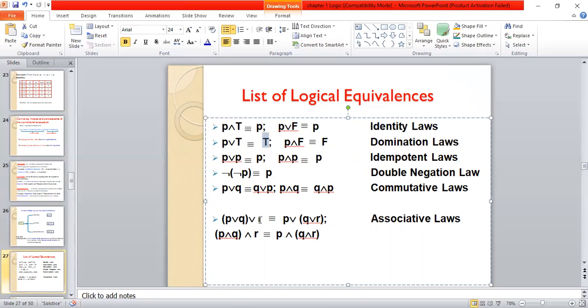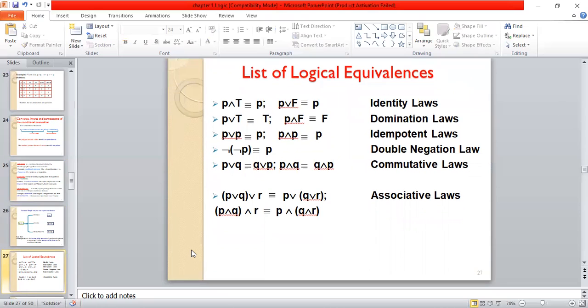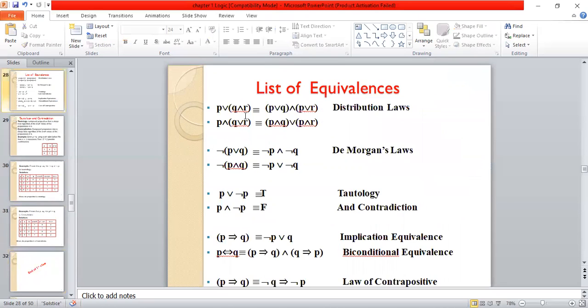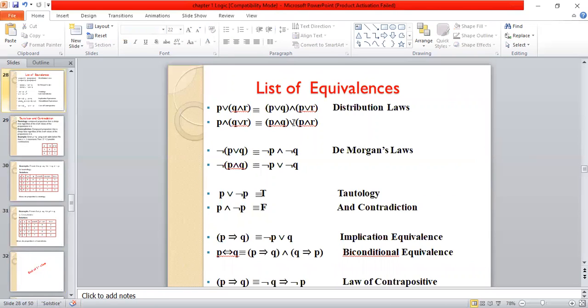And P or Q or R is equal to P or Q or R, which is just associative law. P and Q and R is likewise an associative law of logical connectives. The next laws are P or Q and R, which is just a distribution law: P or Q and P or R. So we distribute by or, and when we are distributing by and, it becomes P and Q or P and R. So it's just a distributive law.